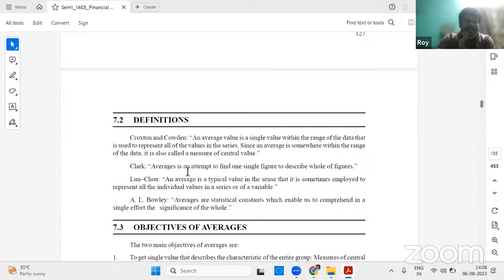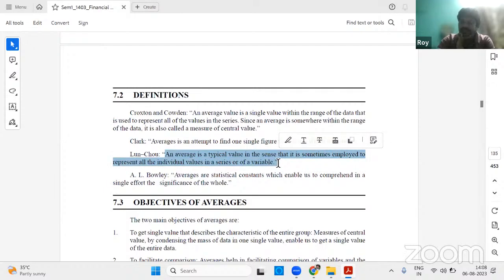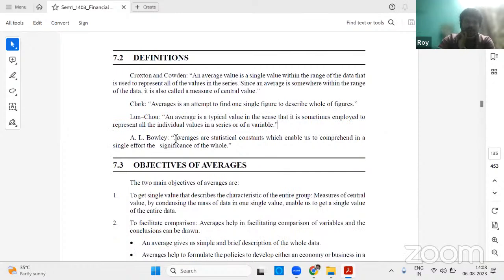Now, definitions. An average is an attempt to find a single figure to describe the whole figure. This is a beautiful definition. Lunchow: an average is a typical value, in the sense that it is sometimes employed to represent all the individual values in the series of values. This is also a beautiful definition. Bowley: averages are statistical constants which enable us to comprehend in a single effort the significance of the whole. See this beautiful word? I can tell the significance of the whole data through the average.